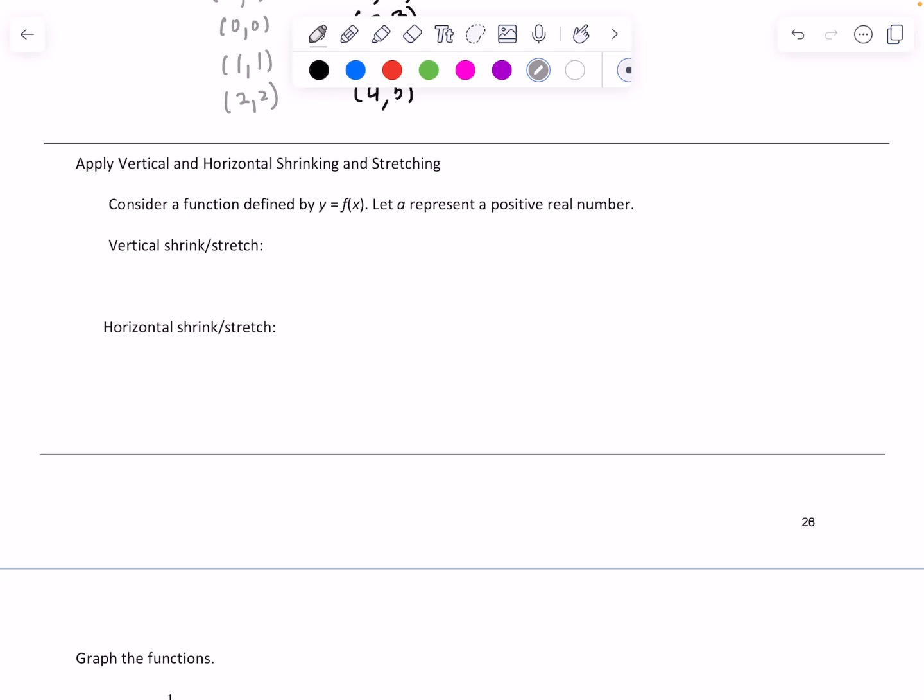So here, if our function is f of x and we're talking about some positive number a, a vertical shrink or stretch is going to look like the function y equals a times f of x. So notice here the a is again outside of the function, and this is going to mean that all of our y coordinates get multiplied by a. So if a is a number that is bigger than 1, remember a is always positive. We'll worry about the negative case in a little while. So if a is a positive number and it's bigger than 1, then this is going to be a vertical stretch.